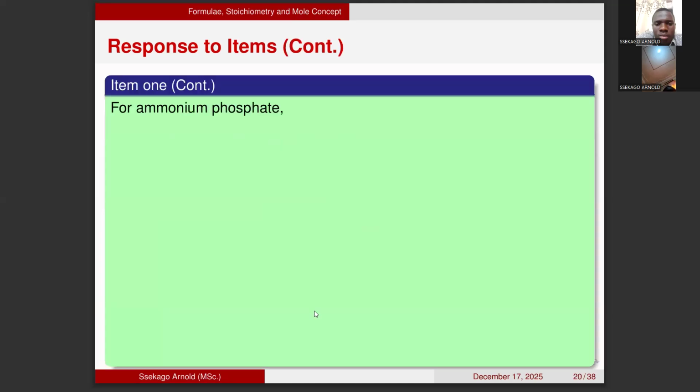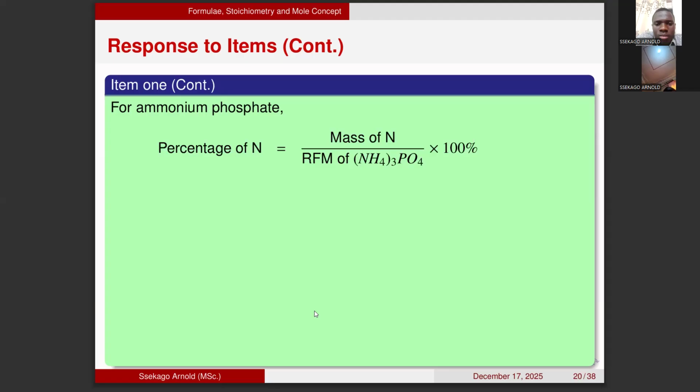Next, the next compound is ammonium phosphate. There are 3 compounds under consideration. In this case, the percentage of nitrogen is still equal to the mass of nitrogen within the given compound over the RFM of the compound ammonium phosphate. So we are supposed to substitute the mass of nitrogen within this compound. When you look at its formula carefully, there is this bracket which opens, and then this bracket which closes.